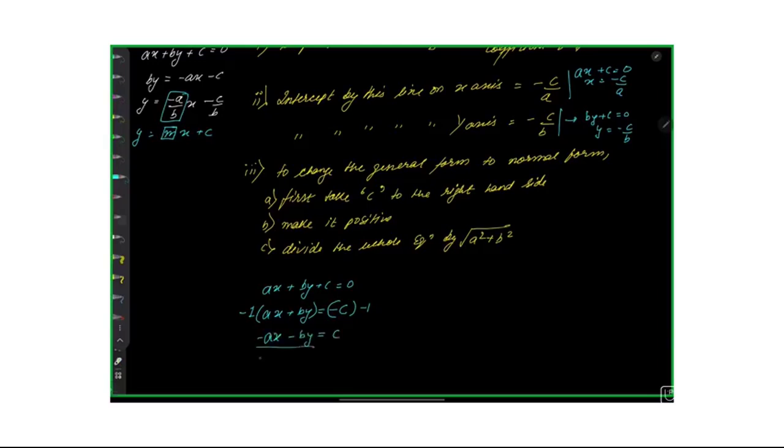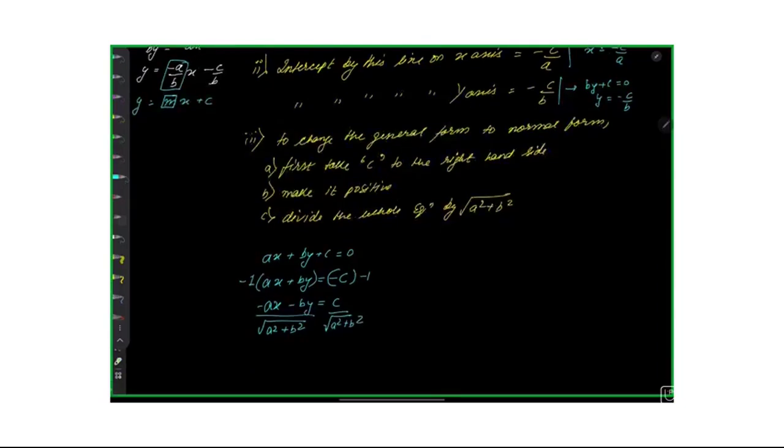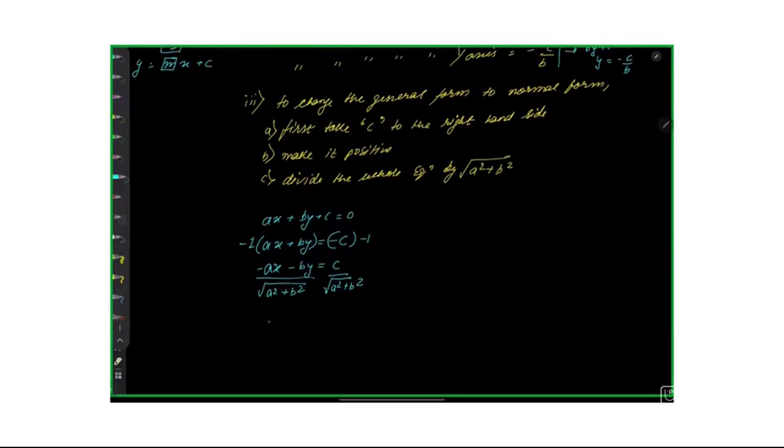Now, divide the whole equation by root a squared plus b squared. What does this give you? Minus a by root a squared plus b squared x minus b upon root a squared plus b squared y equals to c by root a squared plus b squared. So this is the normal form of a straight line.